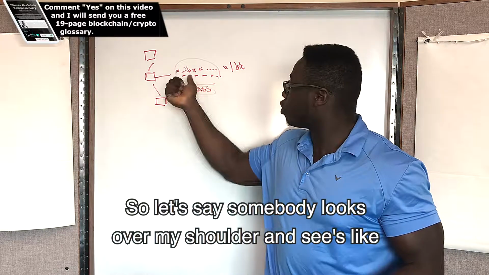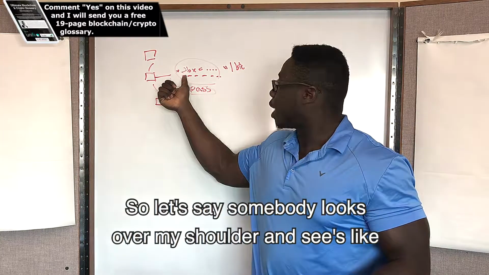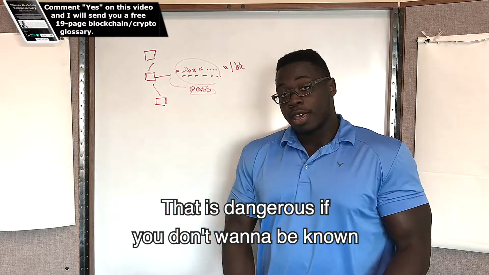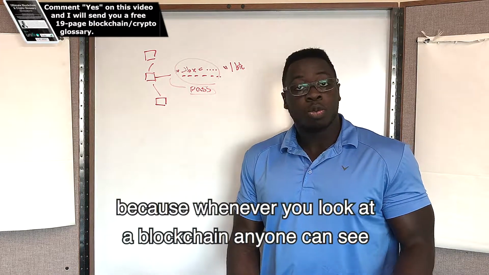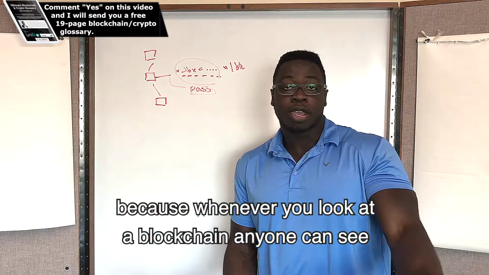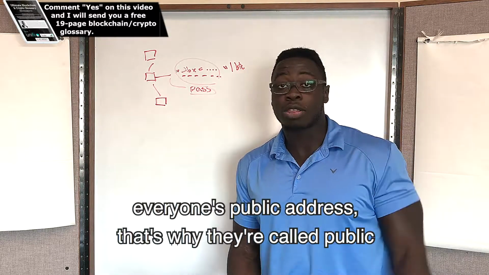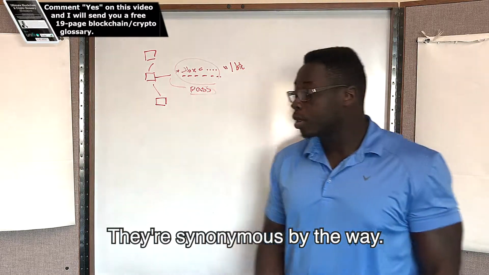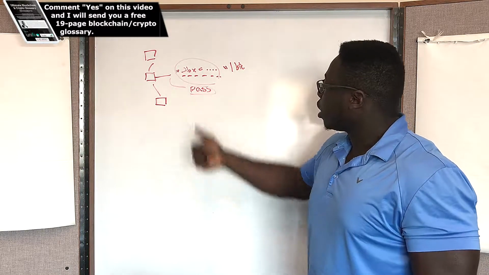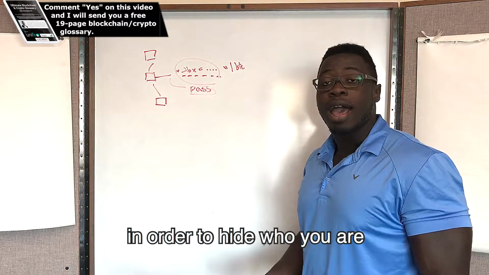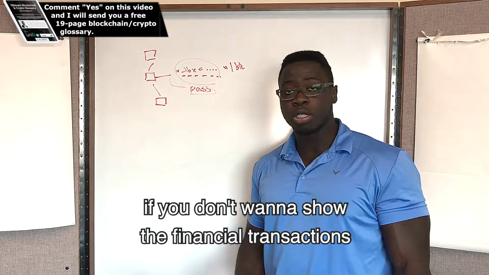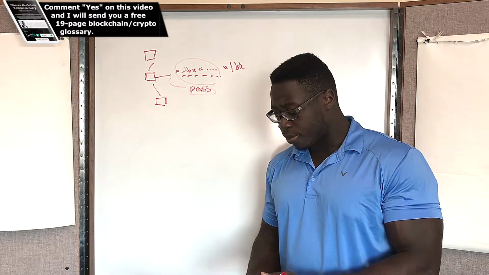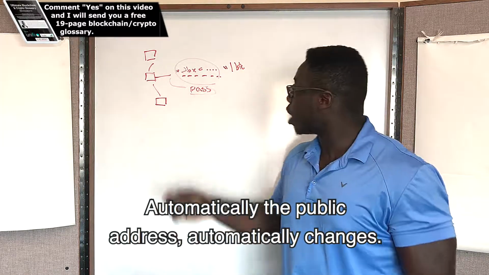So let's say somebody looks over my shoulder and sees what my public address is, my public key. That is dangerous if you don't want to be known, because whenever you look on a blockchain, anyone can see everyone's public address. That's why they're called public addresses or public keys. They're synonymous, by the way. So in order to hide who you are, if you don't want to show the financial transactions you've been making on a blockchain, automatically the public address changes.